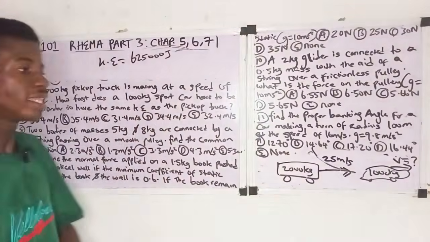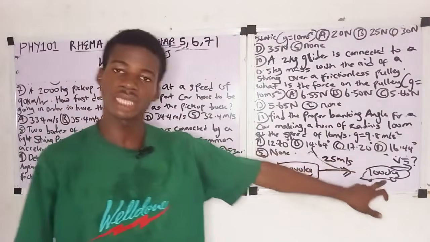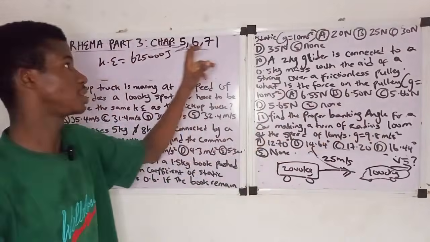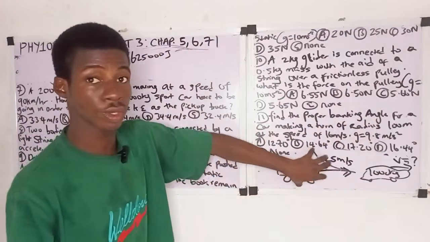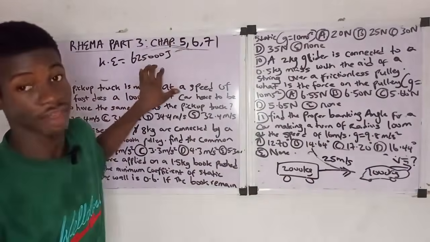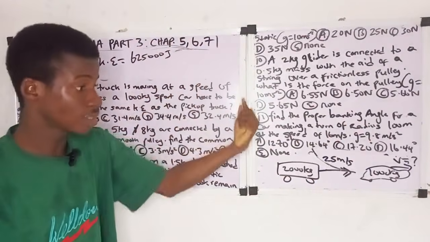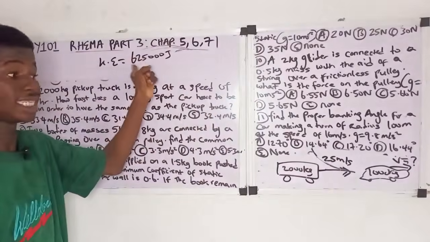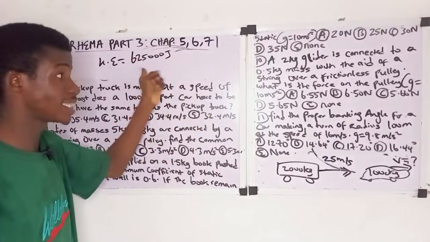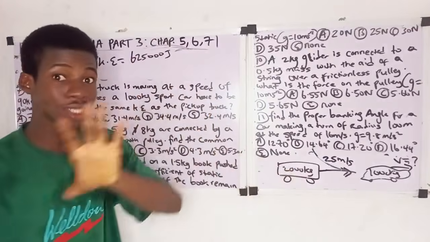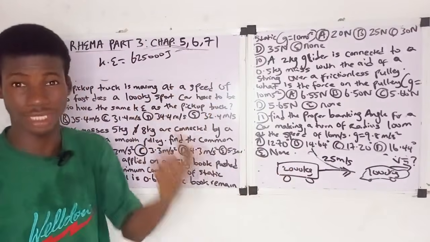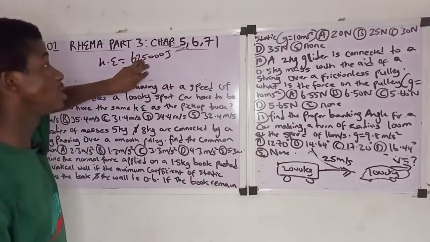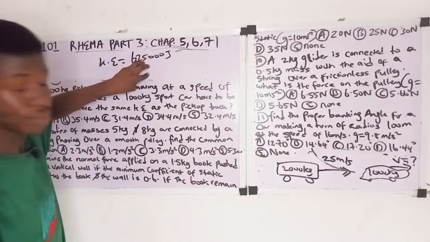Okay, so they're telling us that if this car has the same kinetic energy as the truck, the kinetic energy of this truck is 625,000, right? Yes. Now they are telling us, how fast will this car go if it has the same kinetic energy as this truck? So the kinetic energy of this car is still 625,000, right?